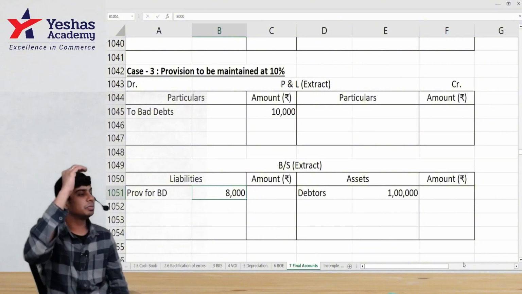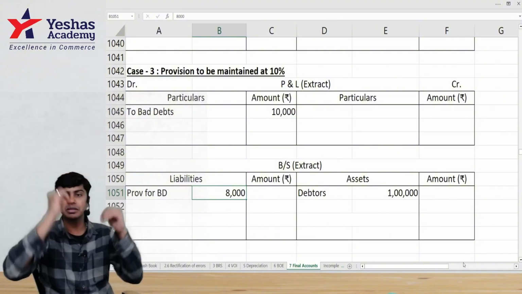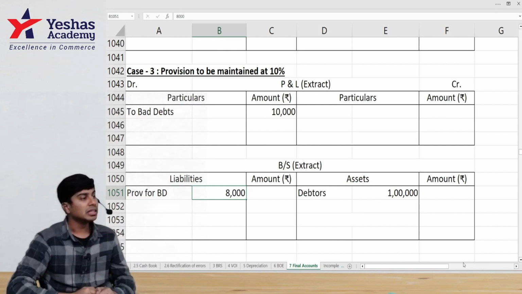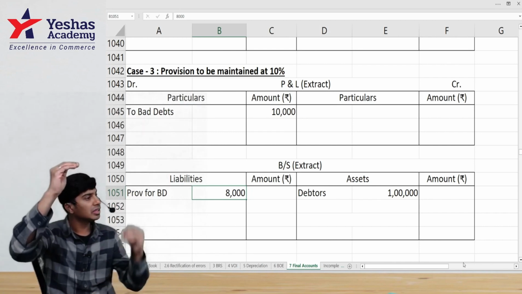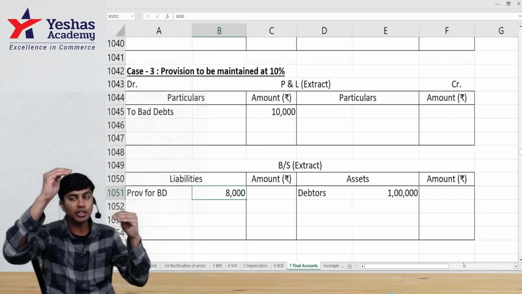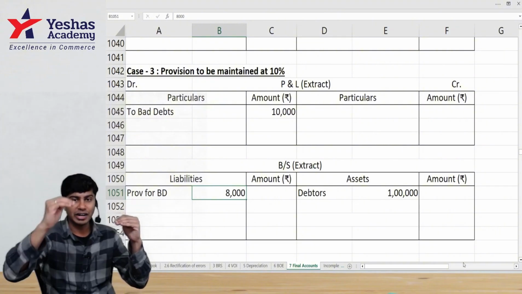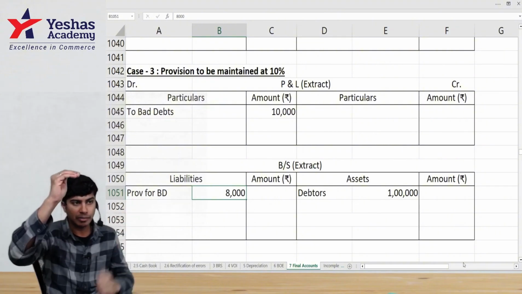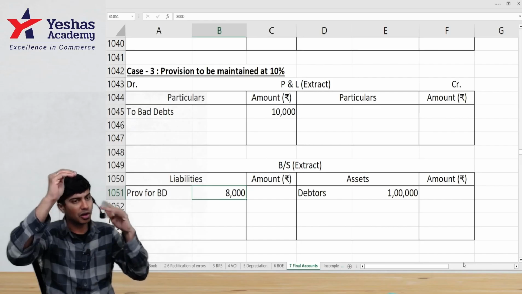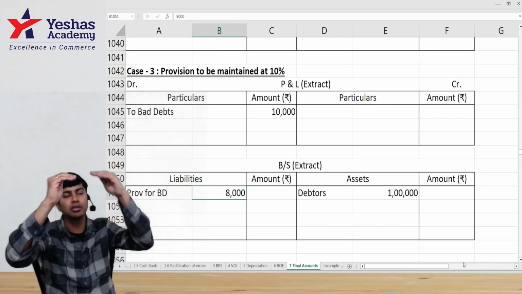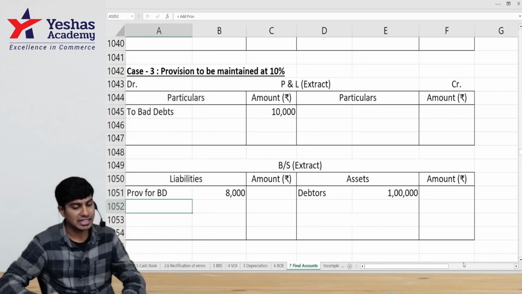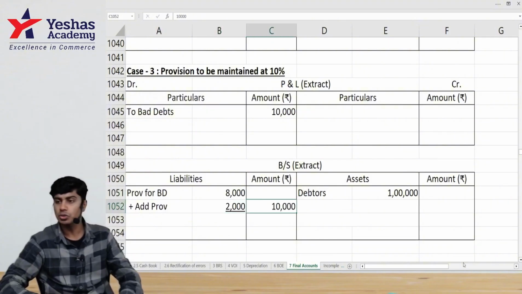Compare the provision to be maintained with the existing provision. How much is the provision to be maintained? On 1 lakh, 10%, 10,000. Am I right? How much is the existing provision? 8,000. So existing provision of 8 has to become 10. What should I do? Increase it. Can I say I need to add to the provision by 2?